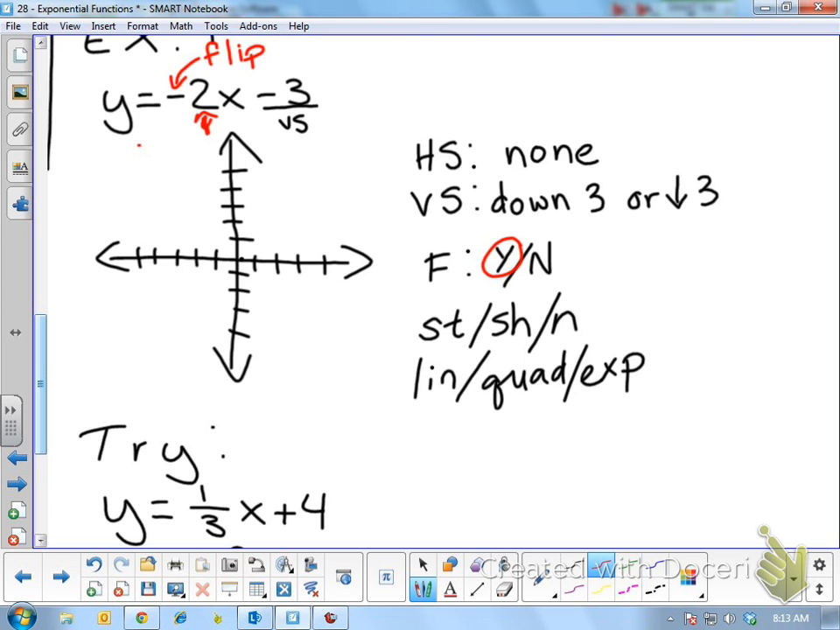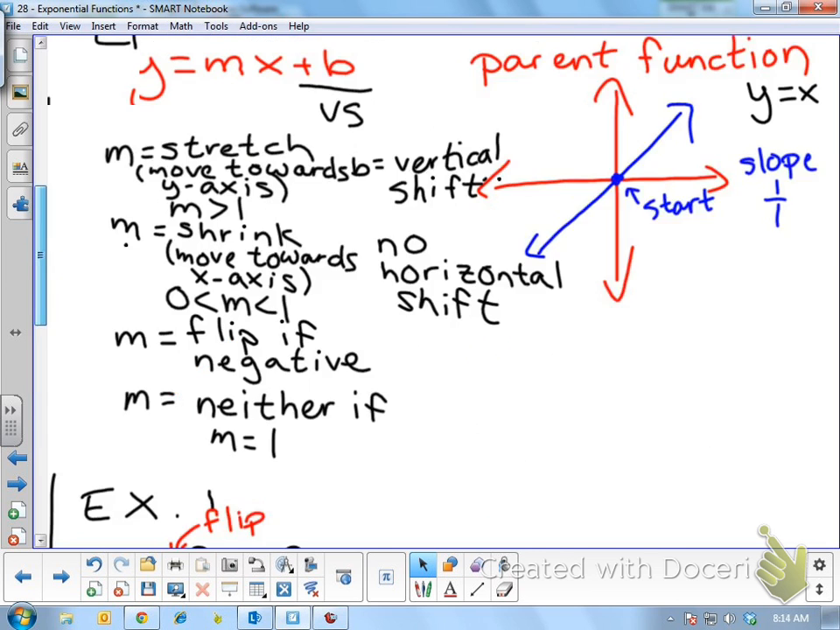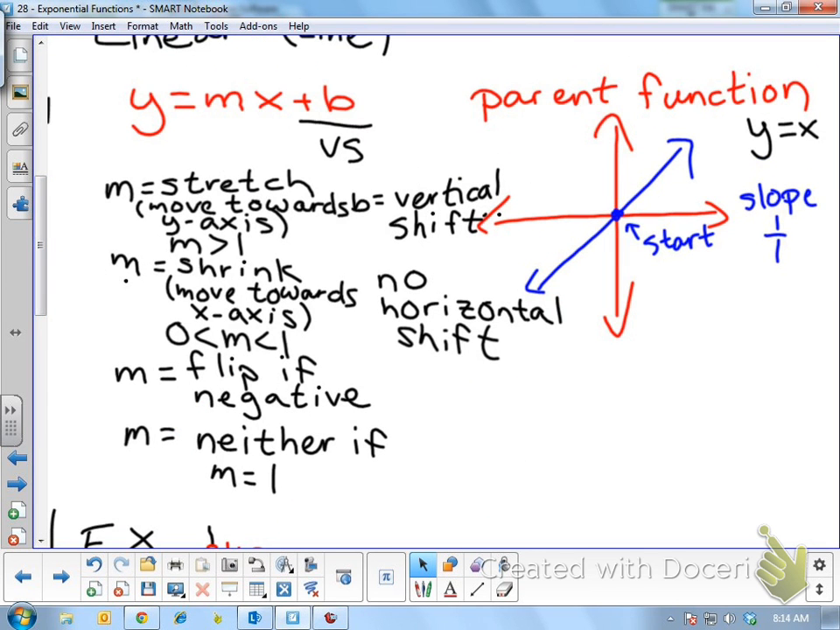Okay, we're still getting mixed answers. So again, let's scroll up and check. How do we know if it's a stretch? It moves towards the y-axis and the number is bigger than 1. It's a shrink if it moves towards the x-axis and the number is between 0 and 1. So that's how we know if it's a stretch or a shrink.